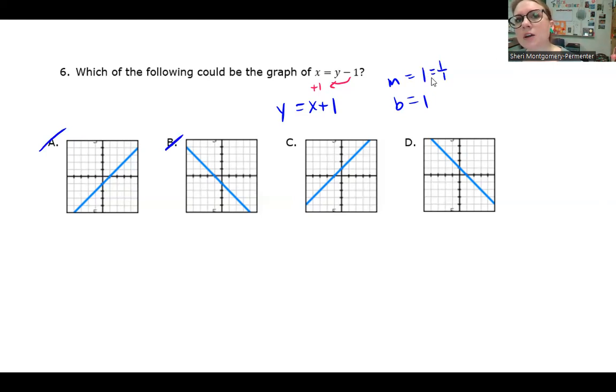And then when I look at my slope, it's positive, right? So it needs to go up from left to right. This one is going down, so it would have been a negative. So it has to be C.